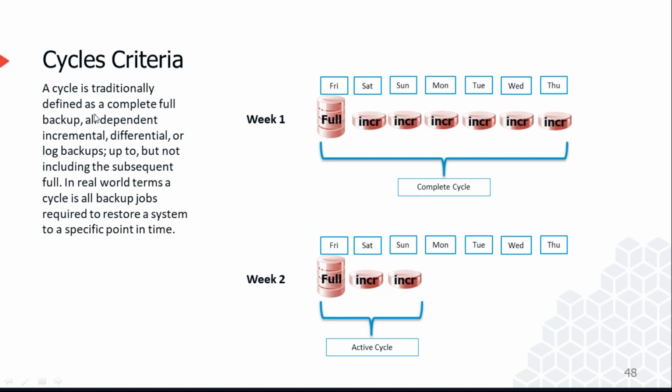A cycle is traditionally defined as a complete full backup, all dependent incremental, differential, or log backup up to but not including the subsequent full. In real world terms, a cycle is all backup jobs required to restore a system to a specific point in time. They have just mentioned whatever I have told you in some more technical language: one cycle will include all your incremental and differential backups until you run the next full backup, not including the next full backup.